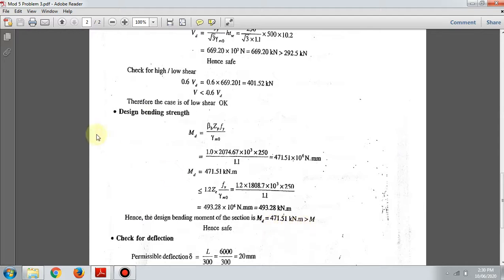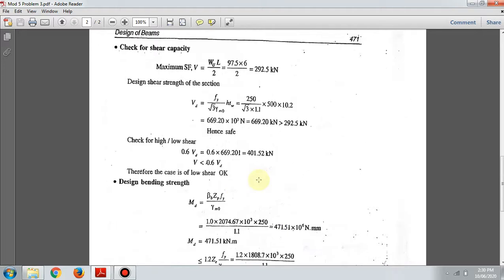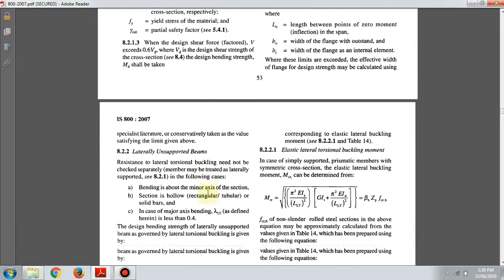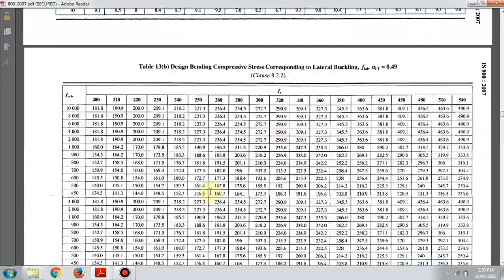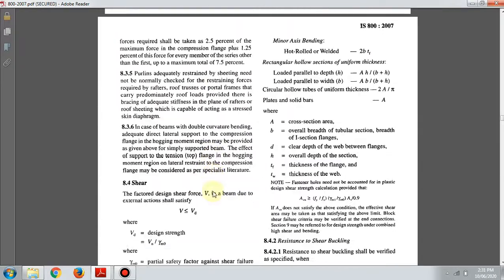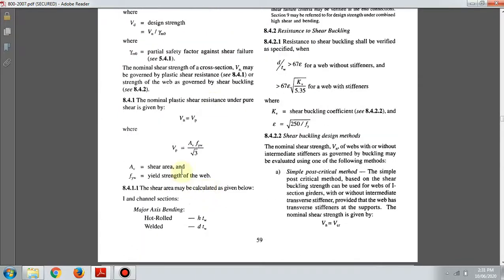Next thing, what we have found out in the previous problem is the bending strength. So bending strength is given on page 54. The bending strength is given by beta B ZP fy, where beta B is, this is the formula on page number 53, that is beta B is 1 for plastic sections and ZP value we have referred from sections.